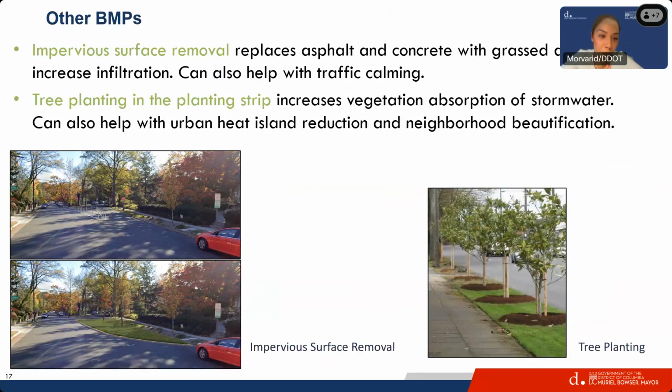So we have two more BMPs or green infrastructure types in this project. One is impervious surface removal and the other is tree planting. With impervious surface removal, we were trying to remove the unnecessary pavement, asphalt, and concrete and replace it with grass areas to increase infiltration. We also try to do it in a way that increases traffic calming. And then we also have tree planting.